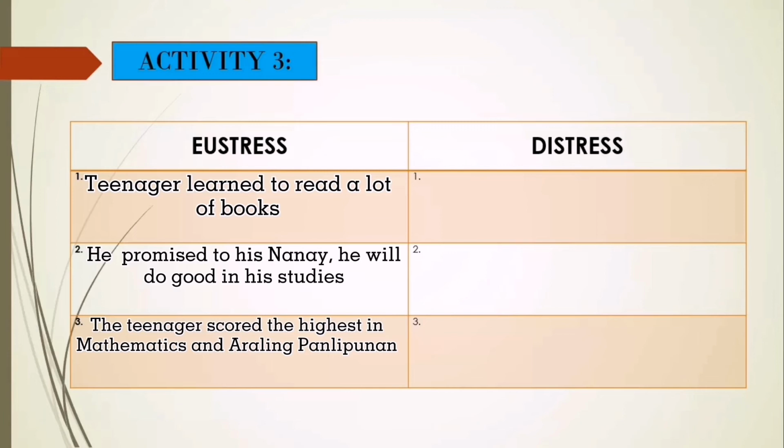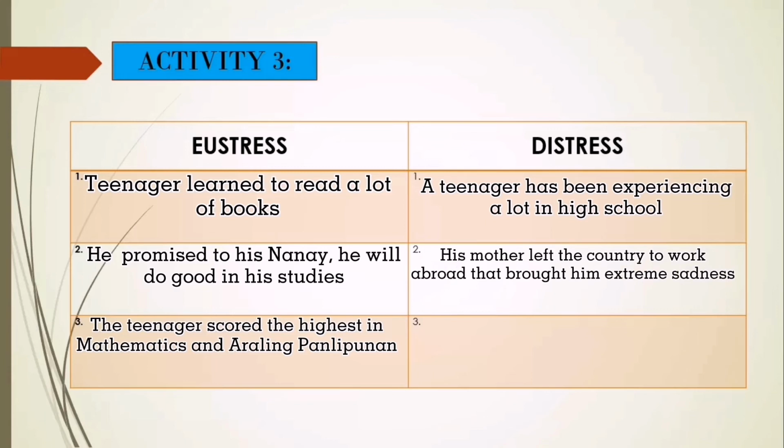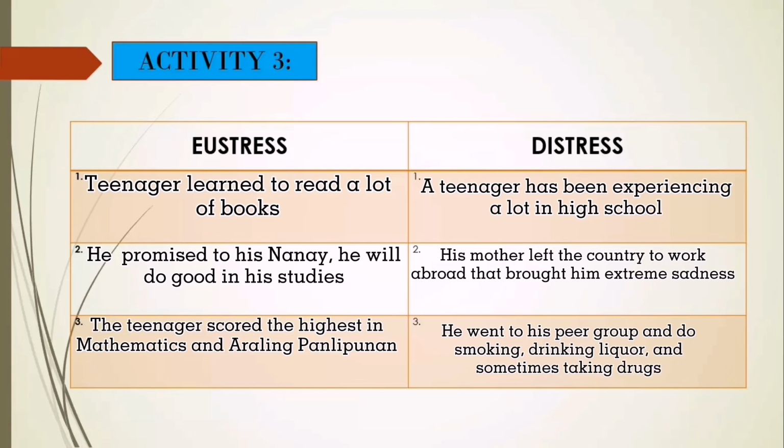For distress, number 1. A teenager has been experiencing a lot in high school. Number 2. His mother left the country to work abroad that brought him extreme sadness. Number 3. He went to his peer group and do smoking, drinking liquor, and sometimes taking drugs.